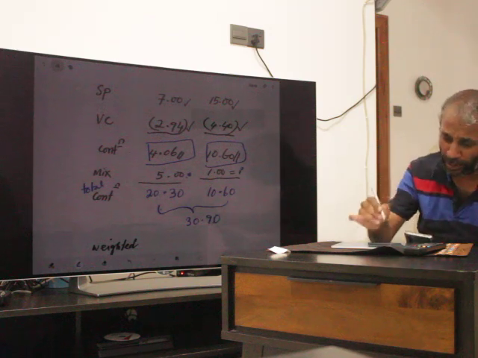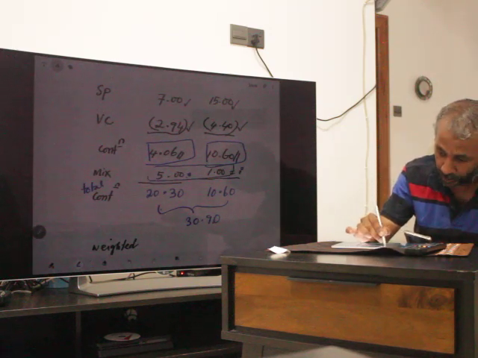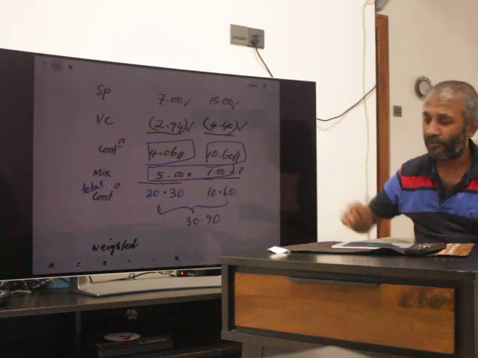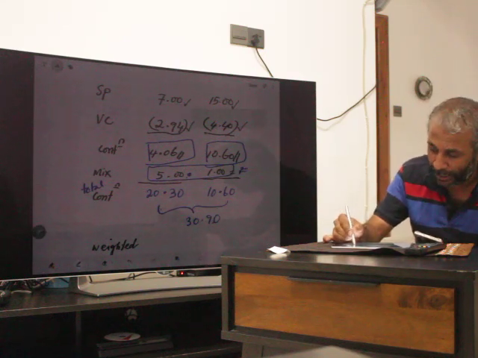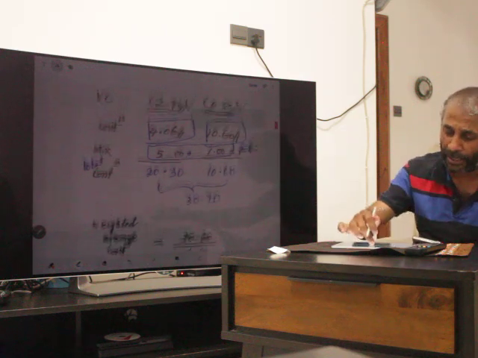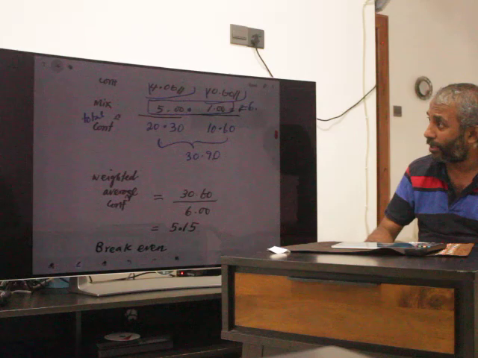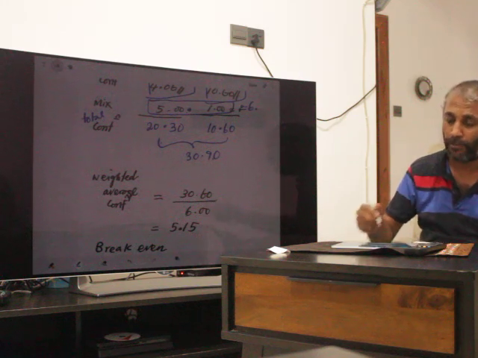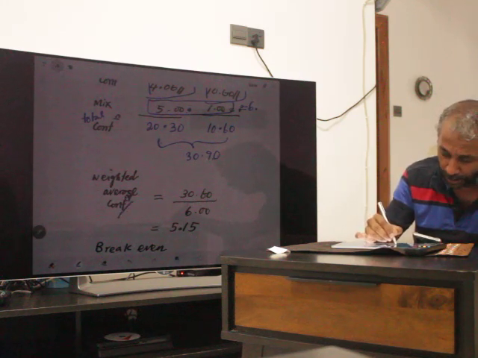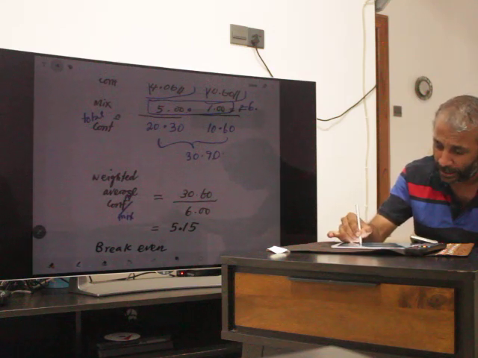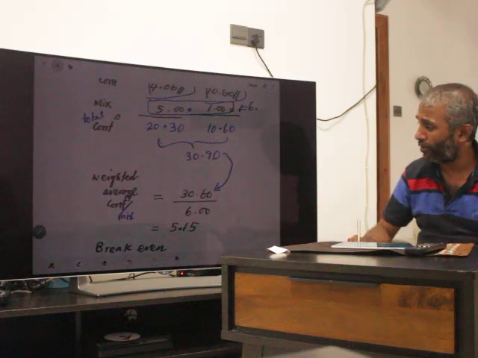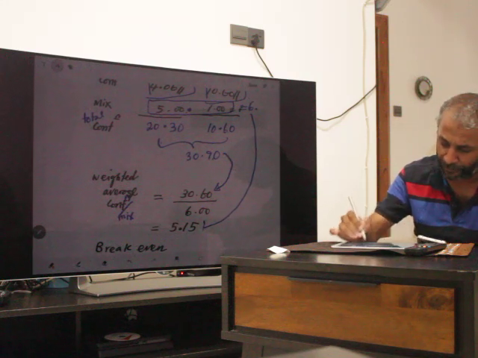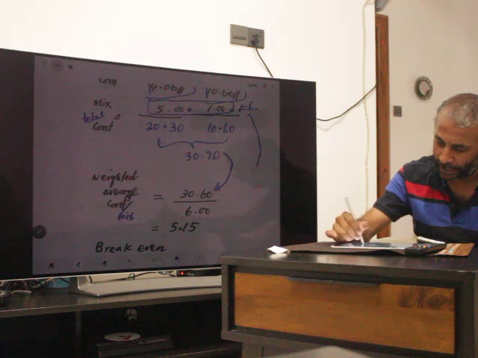The second thing you need to do is find out the total mix. The mix we have been given here is 5 units for product M and 1 unit for product N. Accordingly, the total mix here is 6. Continuing, the next step is to calculate the weighted average contribution per mix. For that, I have to take the total contribution which we arrived at before, and the total number of mix that we have already calculated.